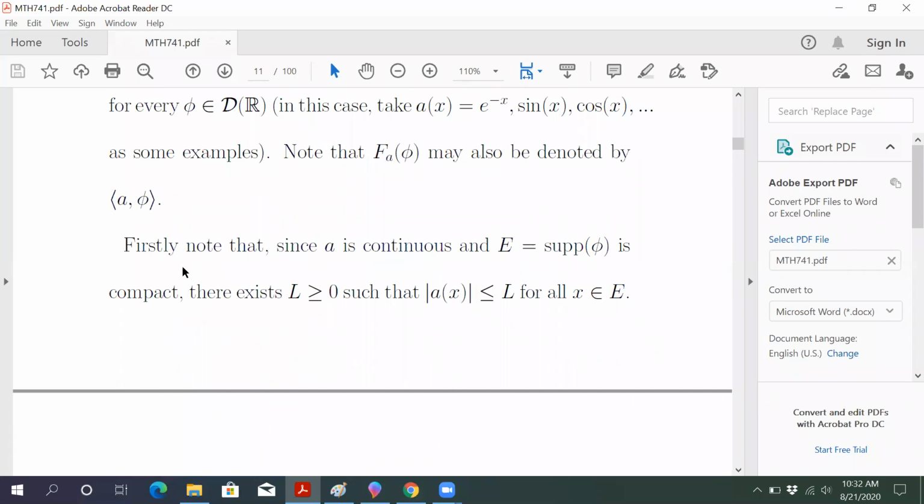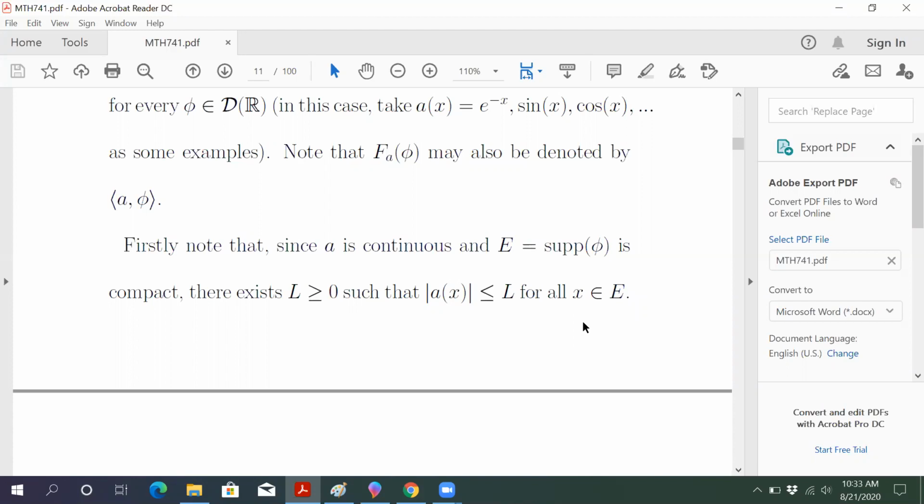Look at here. I said, firstly, note that since A is continuous, and suppose that E, the support of phi, which is a test function, is compact, then there exists a positive number L such that the absolute value of A(x) is less than L for every x in E. Why is it like that? Do you have any idea?